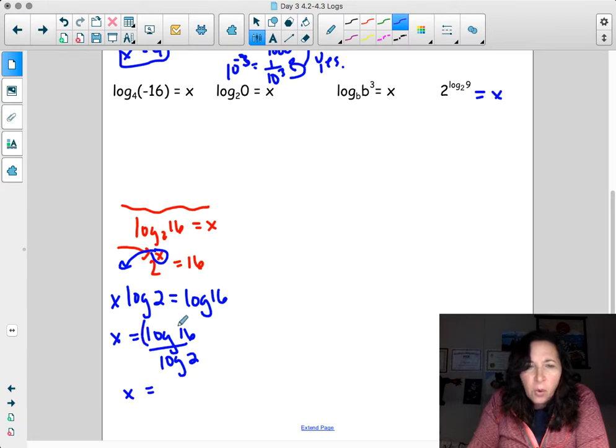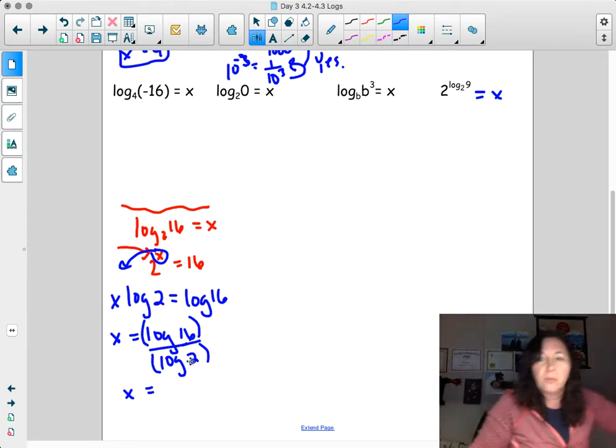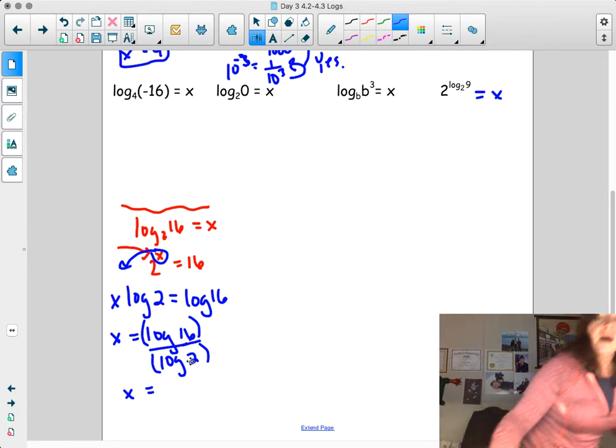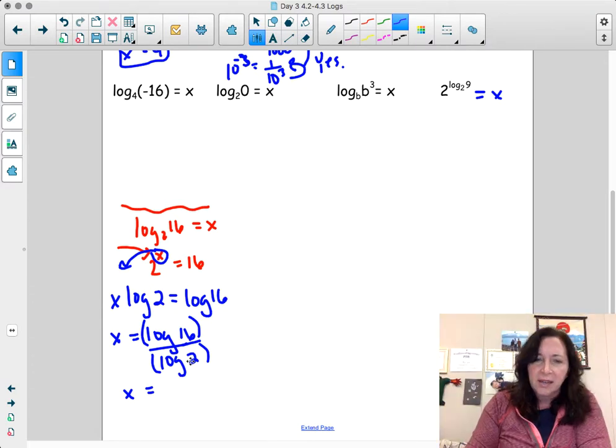This is actually a quantity, okay? And you can't break into that quantity. And what that does mean is that you also cannot divide the 16 and the 2. So you can't divide the 16 and the 2.